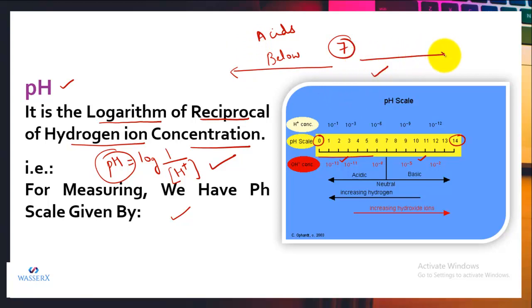And if the pH is more than 7, then they are regarded as bases. This is how it confirms whether the given substance is an acid or a base, or how strong or weak it is. And if the pH value is 7, the substance is neutral, neither acidic nor basic. When we move to the extreme left from 7, the hydrogen ion concentration goes on increasing. And if we move from 7 to the right, the hydroxide ion concentration goes on increasing.